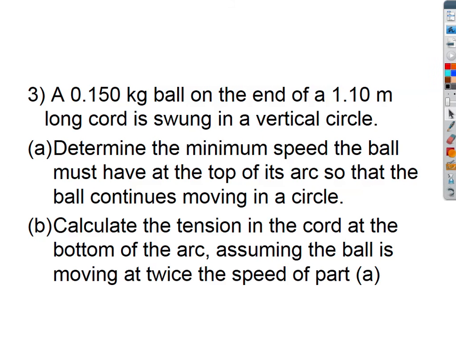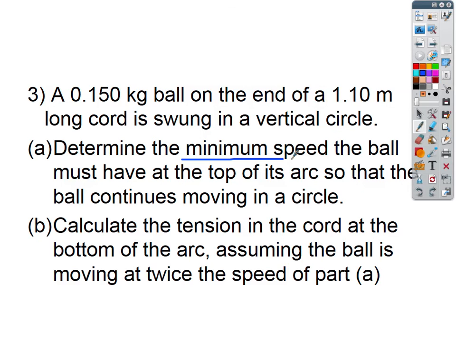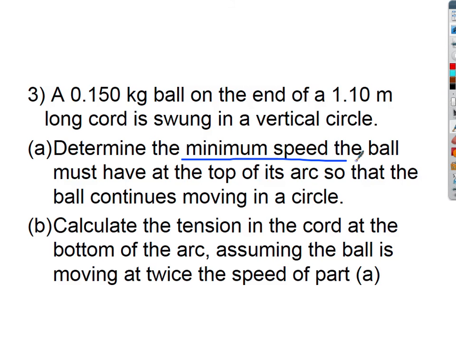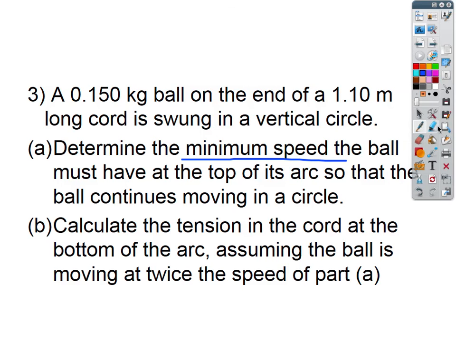All right. This one finally gets to a more tricky circular motion problem. We have a 0.15 kilogram ball on the end of a 1.1 meter long cord swung in a vertical circle. Determine the minimum speed the ball must have at the top of the arc so that the ball continues moving. This is a very important, very common question. What is the minimum speed it must have at the top of its arc? I'm not even going to look at part B yet, so it can complete the circle.